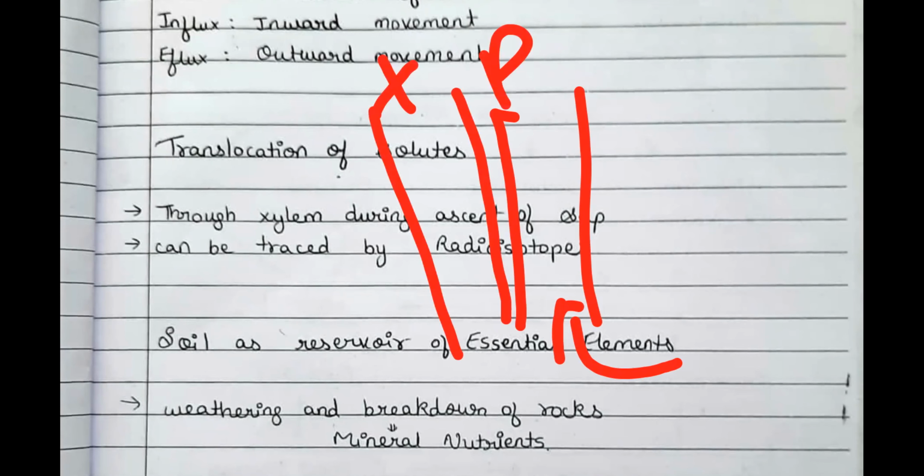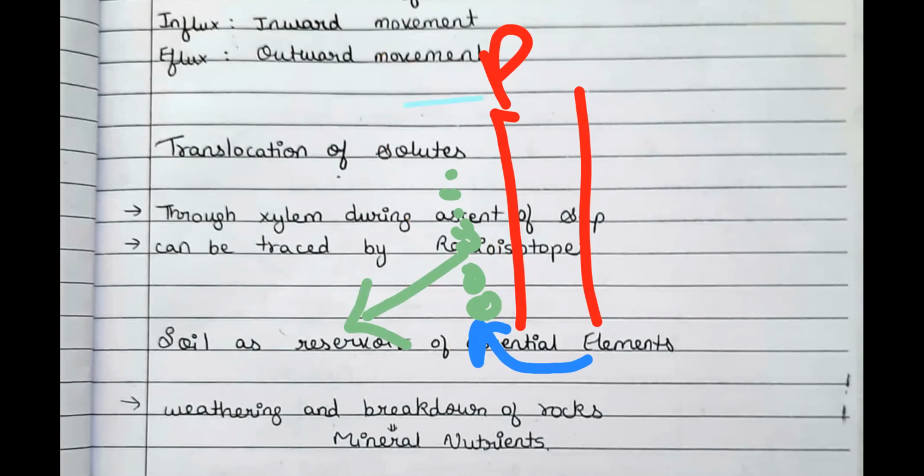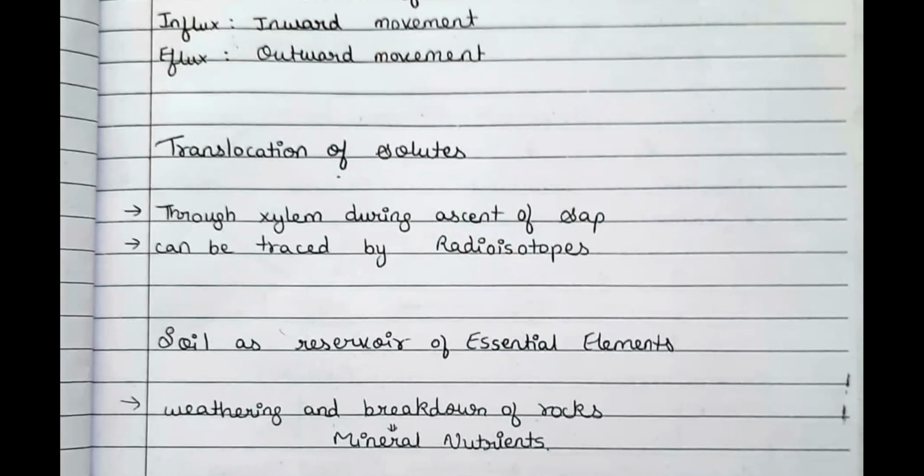First, we have to take any element, form its isotope, and allow it to enter into the cell. Then as this radioisotope is transferred, either through xylem or phloem, we can get the idea. If it is translocated further through the xylem, we can ensure that this element is translocated by the xylem and not the phloem. That technique we call the radioisotope technique.